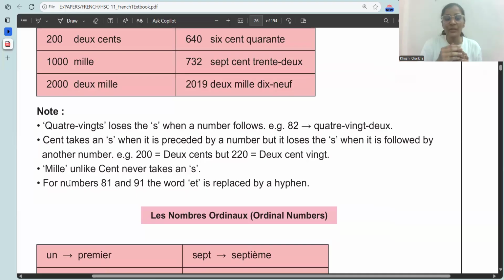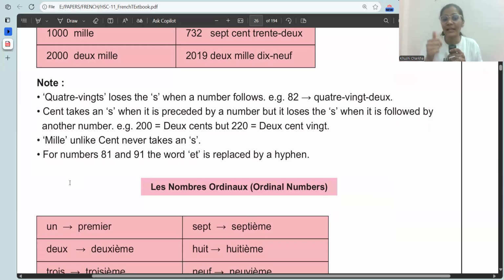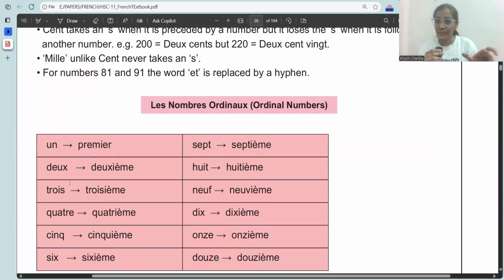Now the third note, mille. Mille means what? 1000. Mille, unlike cent, never takes an S. This I have explained to you above as well. Now for numbers 81 and 91, the word ET is replaced by a hyphen. This all is written in here. Okay, these are the basic observations which they have written over here. This is just to make it easier for you. 81 and 91 do not take the word ET. ET means what? And. Instead, 81 and 91 use a hyphen. These were the cardinal numbers.